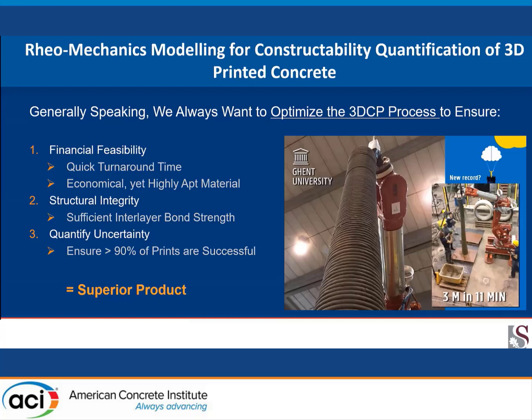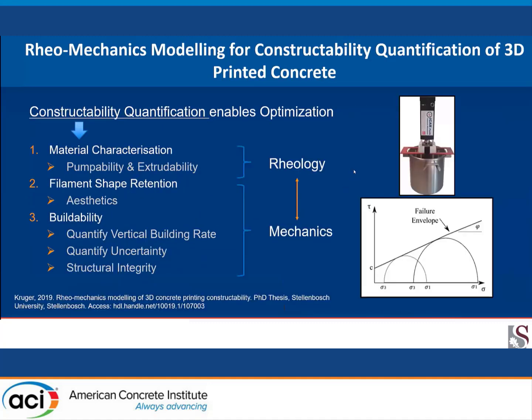And then lastly, we want certainty. So we actually want to quantify uncertainty and ensure that, say, more than 90% of your prints are successful. But that can really be anything. You can decide if you want 95%, just as you like. But in essence, if we can ensure this, then it would be reasonable to say that you have quite a superior product. So basically, how can we optimize?